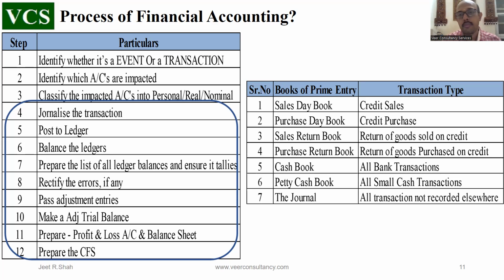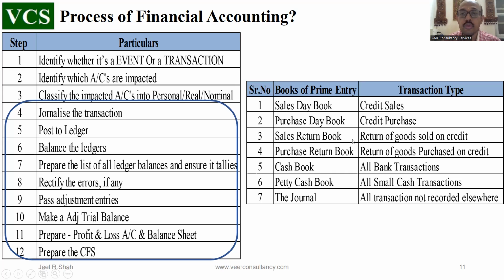Okay. यहाँ पे you can see that I have given one more box. यहाँ पे मैंने लिखा है books of prime entry, transaction type. So क्या होता है? What is books of prime entry? They are those books जहाँ पे you record the transaction for the first time. Okay. So एक book बोला जाता है sales day book. So any credit sale that happens has to be recorded in the sales day book. Then we have the purchase day book. So any credit purchase that is being done, वो कहाँ पे आएगा? In the purchase day book.